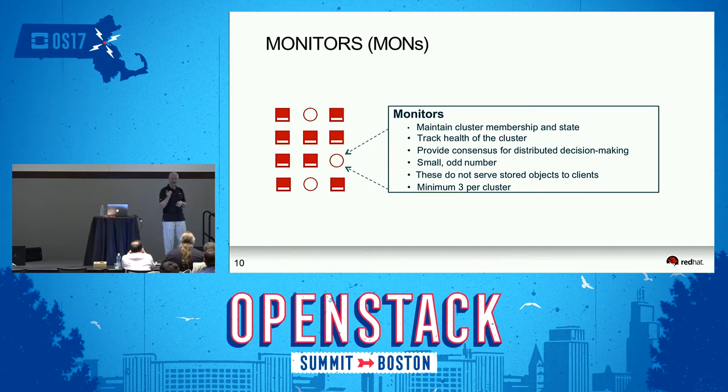But one out of two is 50% exactly, and that's not more than 50%. And that's why we need a minimum of three in a production cluster. Now, usually what some of the customers ask when they start and deploy the cluster is, can we deploy more mons than just three?